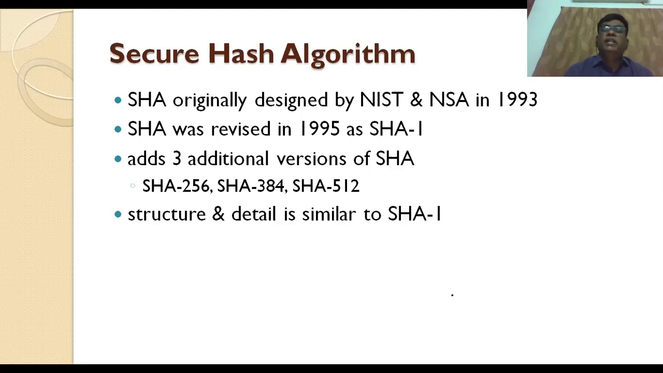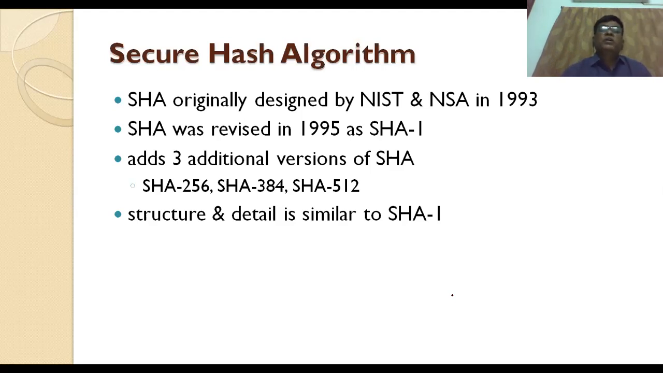SHA was originally designed by NIST and NSA in 1993. It was revised in 1995 as the SHA-1 version. Additionally, we have three additional versions of SHA, called SHA-256, SHA-384, SHA-512. There are different versions of the SHA algorithm, but every SHA algorithm's structure and working style is similar to SHA-1 only. All are working with a similar concept to MD5.